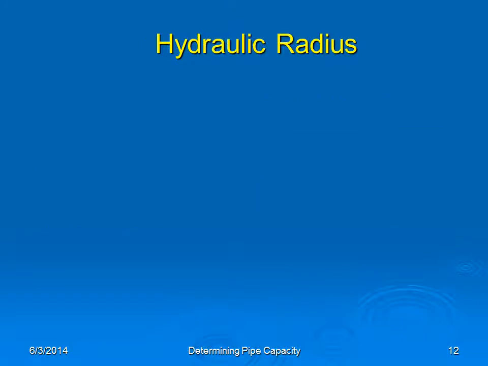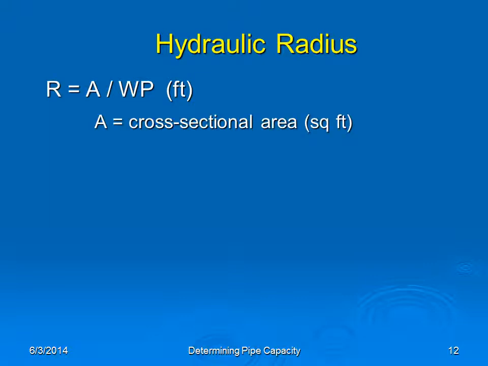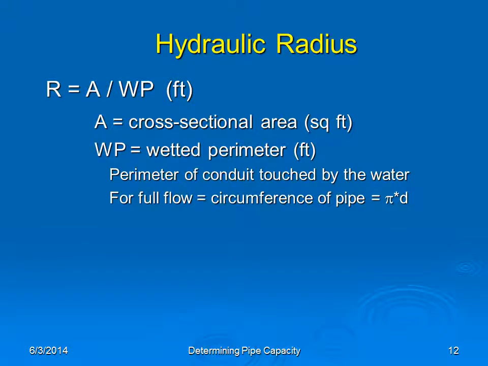Let's look at the hydraulic radius. The hydraulic radius is the cross-sectional area in square feet divided by the wetted perimeter. And this is the perimeter of the conduit or ditch touched by water. For full flow, the wetted perimeter is the circumference of the pipe, or pi times d, the diameter.